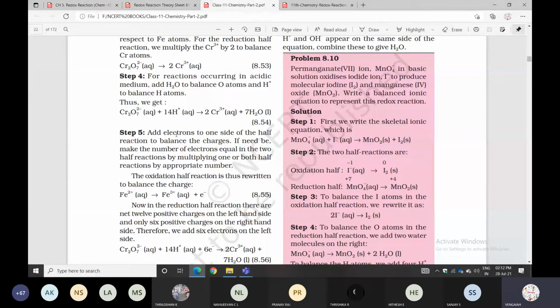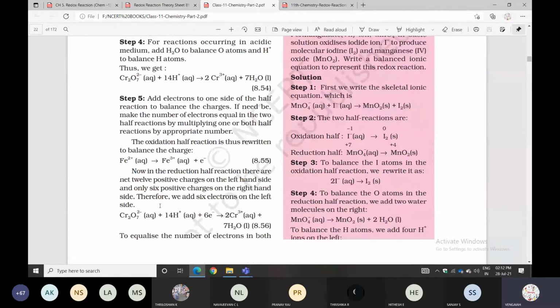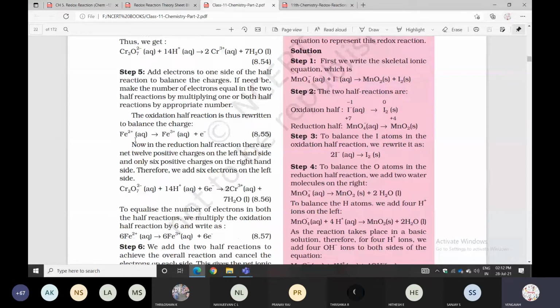Listen how they are doing the charge. Plus 2 is there, plus 3 is there. What is the difference? One electron only, so we can add it. Now in the reduction half reaction, there are net 12 positive charges on the left hand side and only 6 positive charges on the right hand side. Therefore, we add 6 electrons on the left hand side.